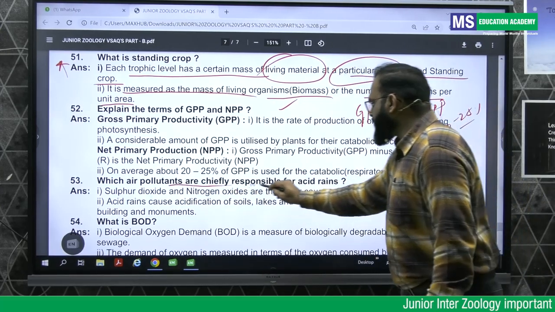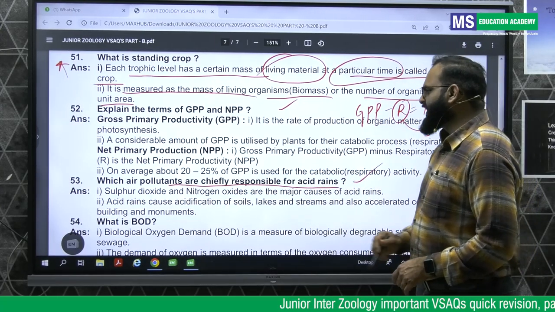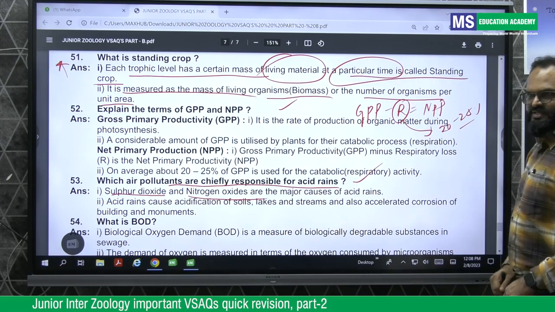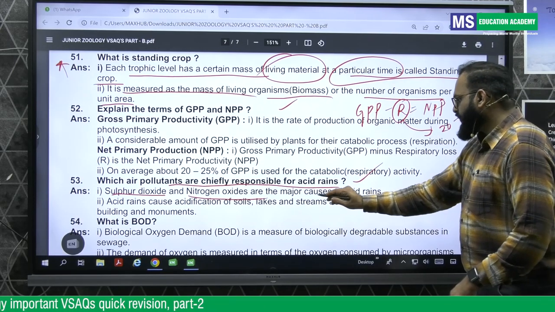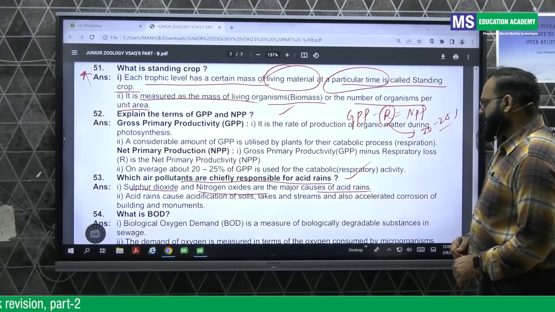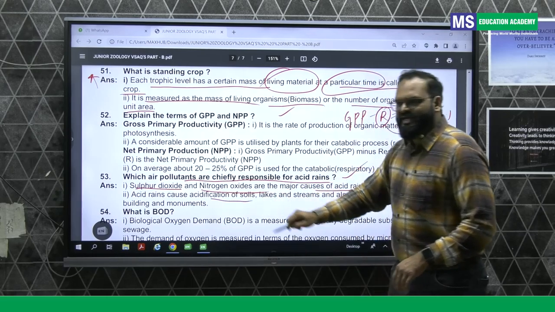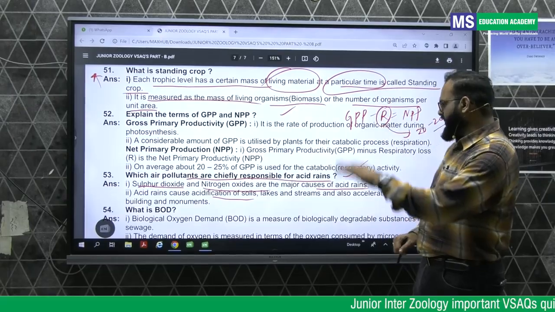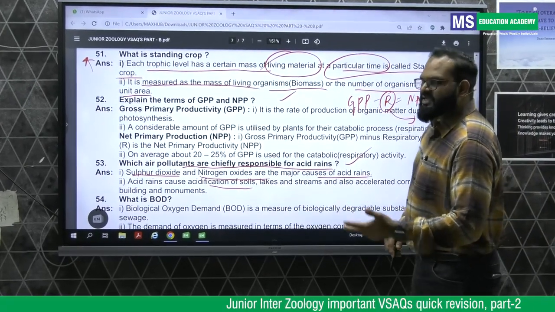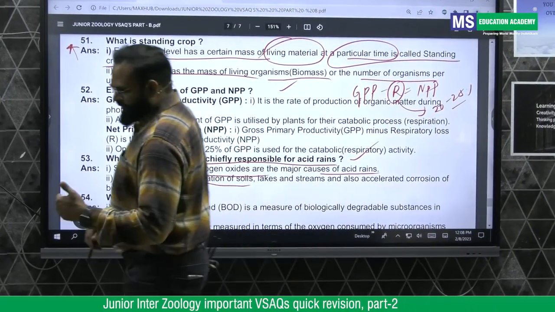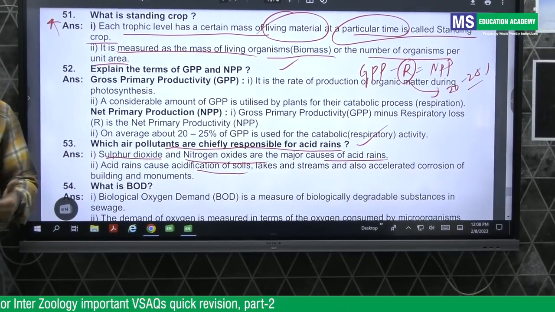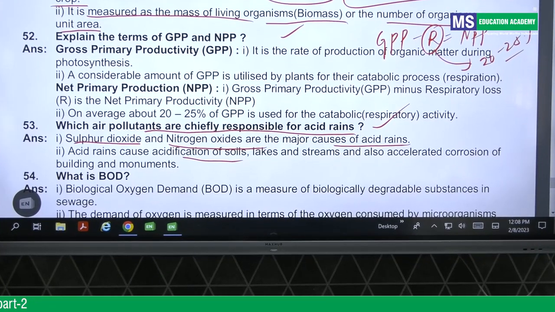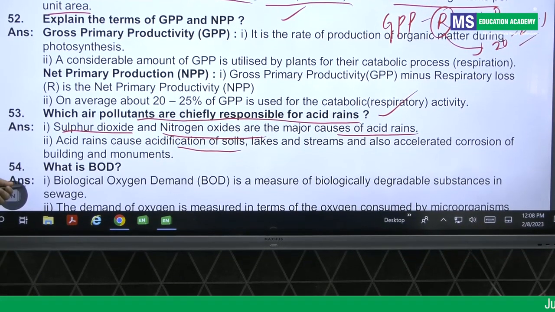Which air pollutants are chiefly responsible for acid rains? Sulfur dioxide and nitrogen oxides are the major causes of acid rains. Acid rains increase soil acidification and decrease the fertility of the soil. They cause harmful effects to living organisms. They may even cause damage to old monuments. Next.